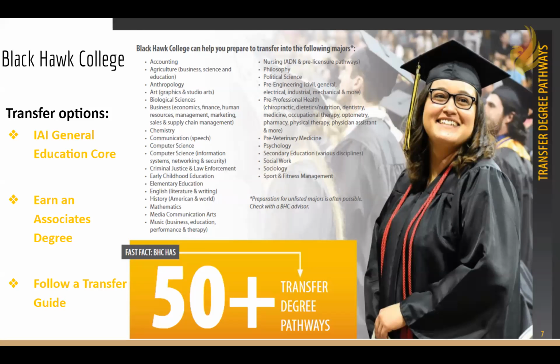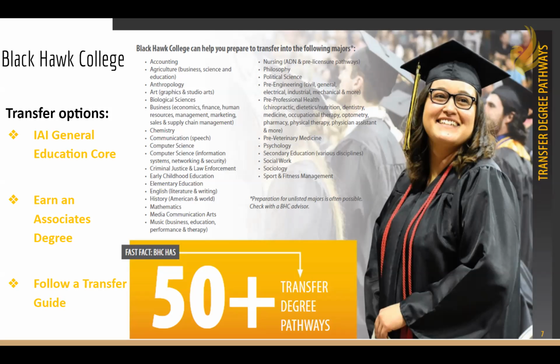The first option is for students to go ahead and complete their general education core classes. That typically can take maybe a semester or even up to a year. That's really a great option for students that are undecided, that aren't really sure maybe where they want to transfer to, or if you're just looking for a more affordable route.